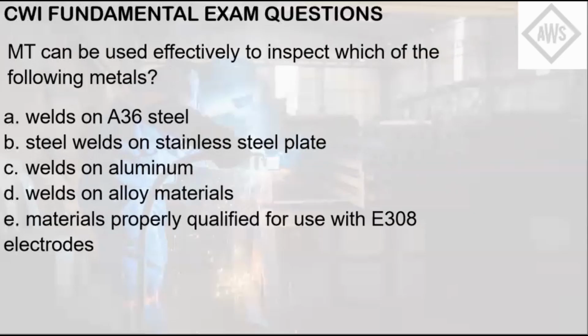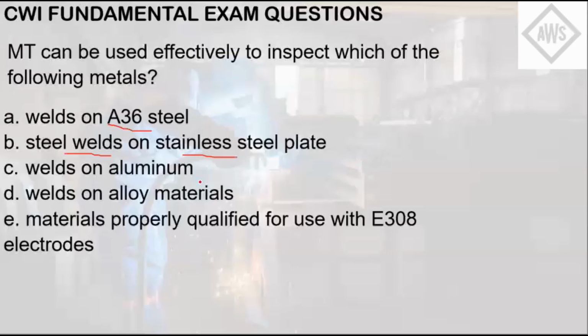So MT can effectively be used for ferrous metals, in this case A36. A36 is a kind of structural steel. Welds on stainless steel plate might be problematic, especially for non-ferrous stainless steels because they lack iron. Austenitic stainless steels, for example, don't have iron in themselves, so magnetic particle testing will not work on that. Welds on aluminum definitely will not work, because iron is almost non-existent in aluminum.